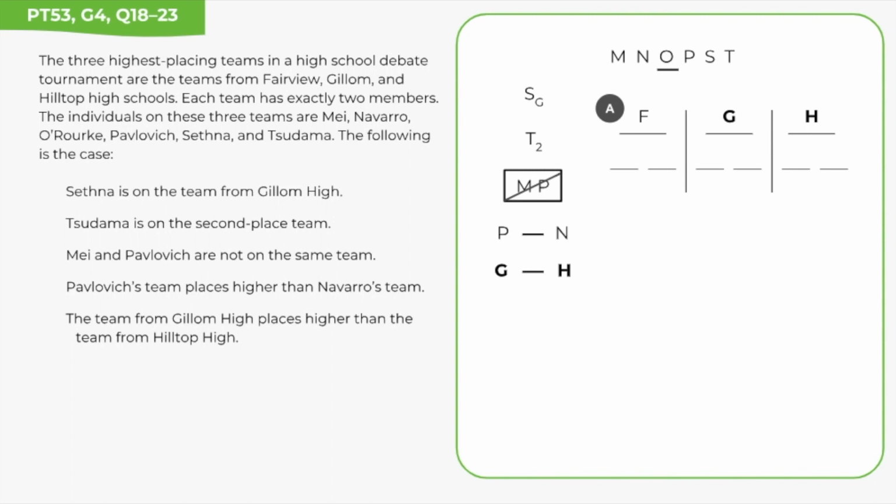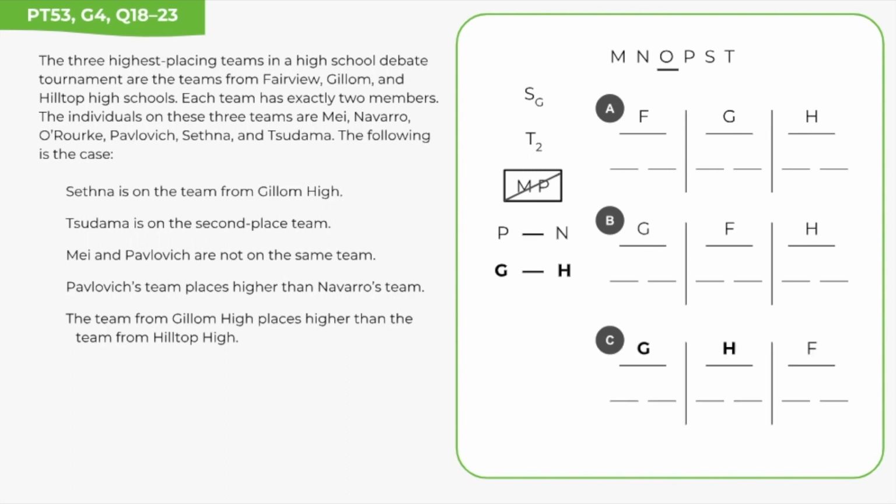And there are a couple of other ways in which we can order the G and the H in a 1, 2, 3 ordering. If G were to go first, H could go third, or H could go second. And so what we can do is create 3 game boards, where we map out the placement of the teams 1, 2, and 3, and then try to apply the rest of the rules within those frames. So for example, we know that S is going to be on the team from G. And so in each one of those frames, we can go ahead and put S down now.